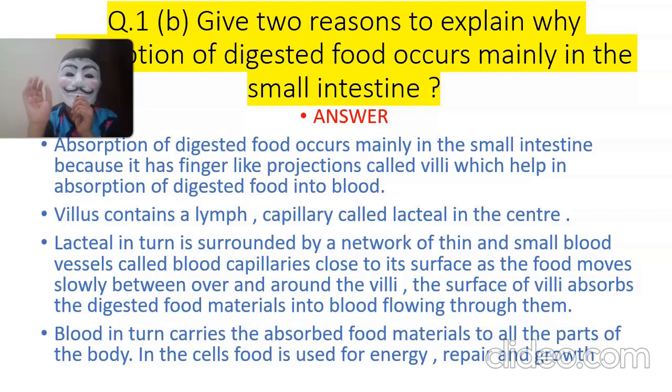In the cells, food is used for energy, repair, and growth. Here is an example. If you are hungry, you can't run a marathon. To run, you need to at least fill your stomach, so you will have to eat something. If you eat something, you will be fit and fine and you can run, because the nutrients will give you power and energy to run.